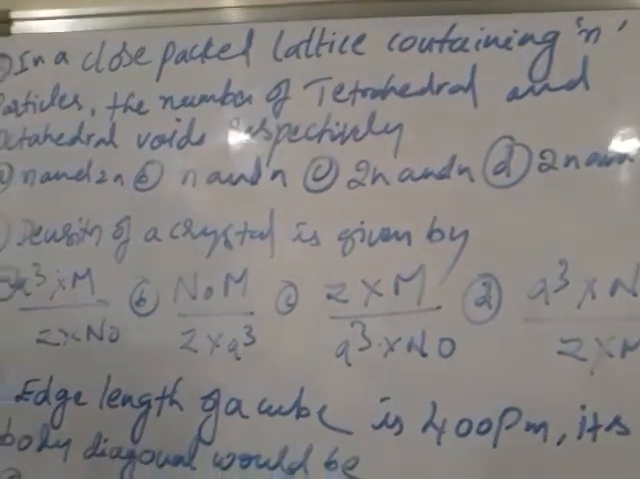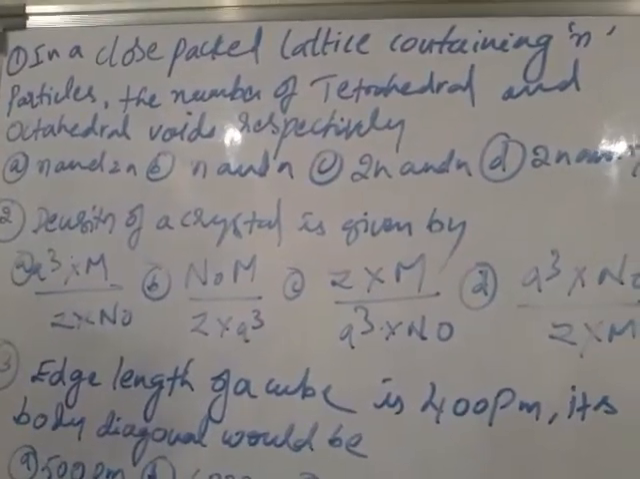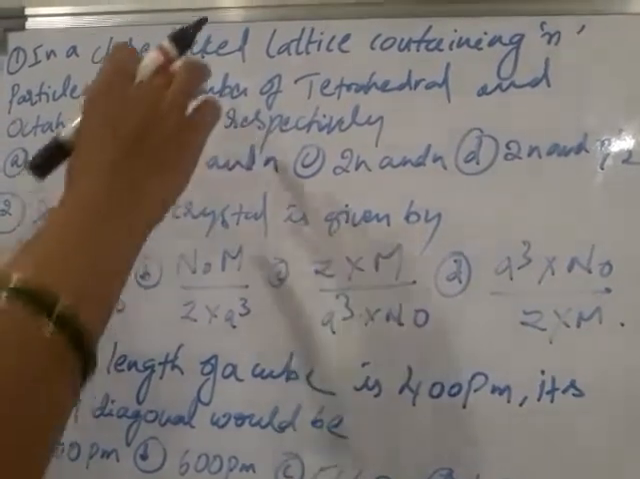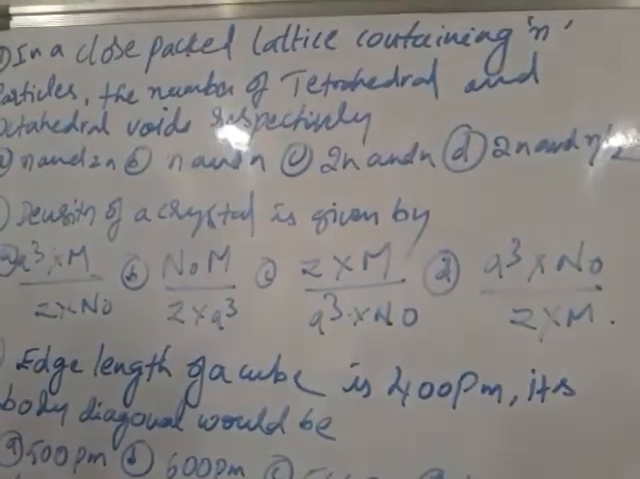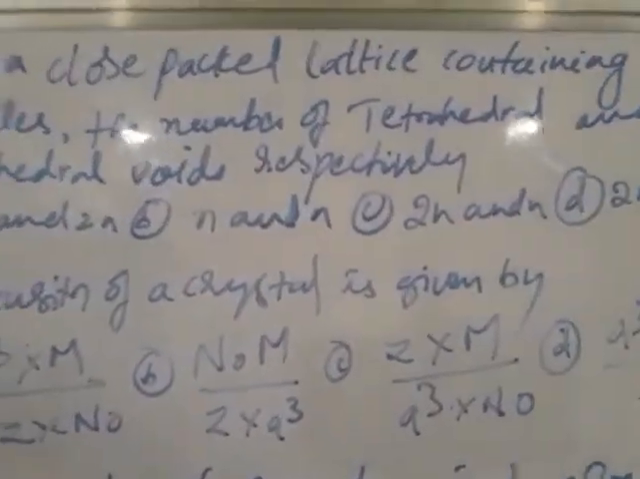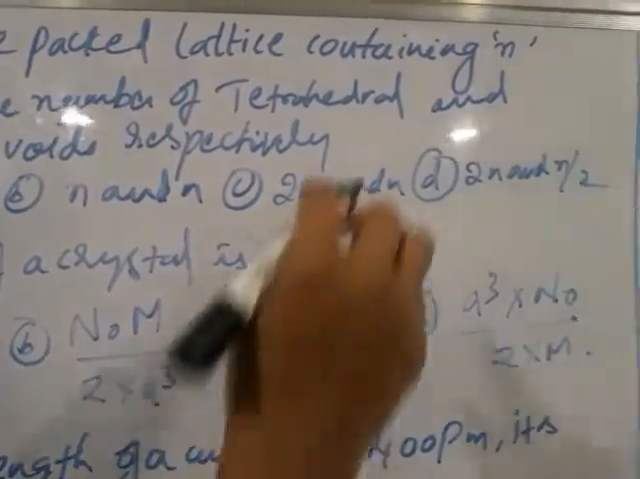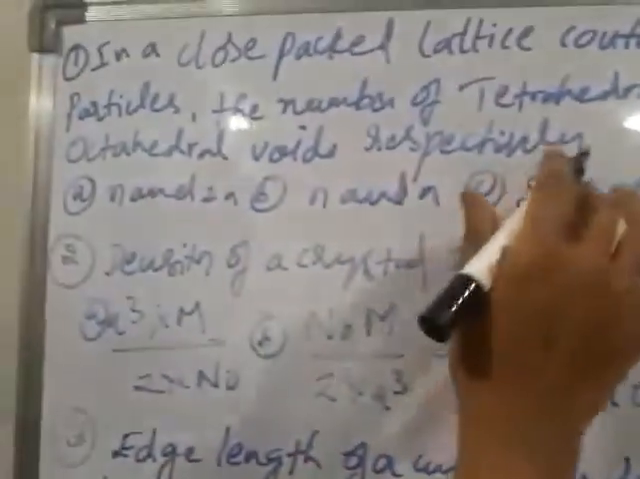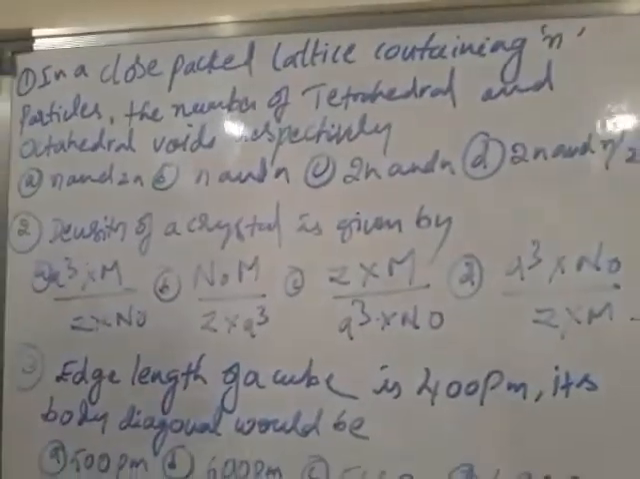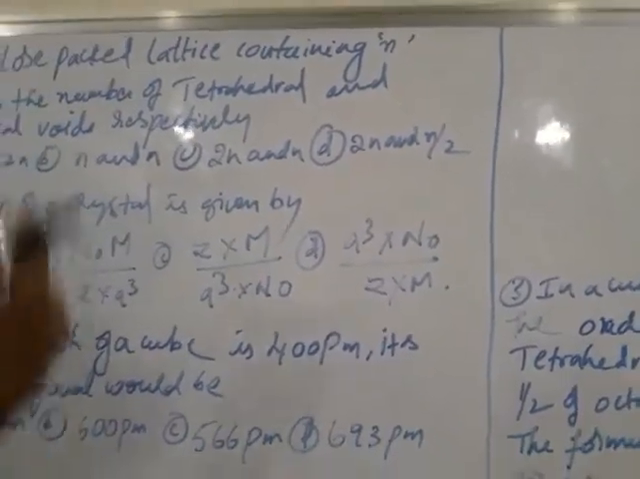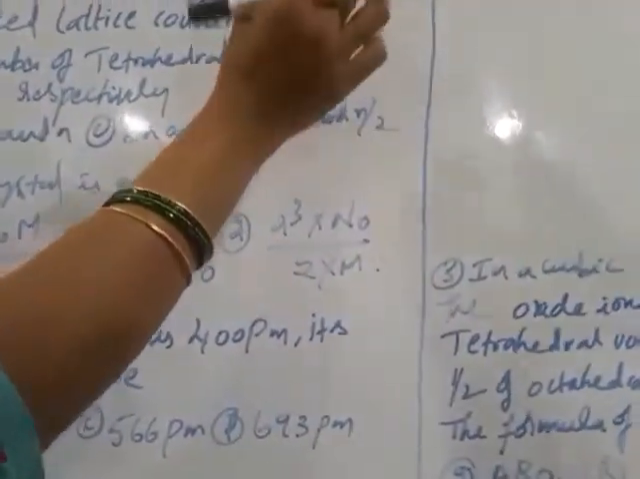Next, some objective bits related to calculation of radius, density and contributions. So coming to the first one. In a close packed lattice containing n particles, the number of tetrahedral and octahedral voids, respectively. So here the number of particles is n. In that lattice, the number of atoms or particles is n.